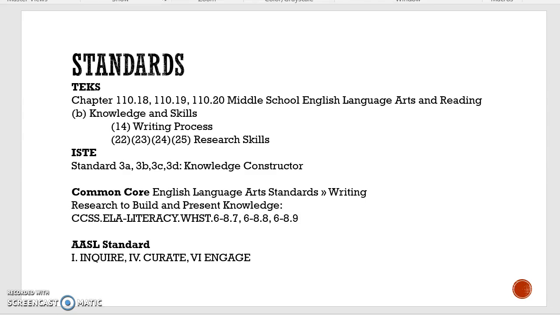And the American Association of School Librarians Standards of Inquire, Curate, and Engage, allowing students to ask questions, seek and share resources, while practicing responsible digital citizenship.